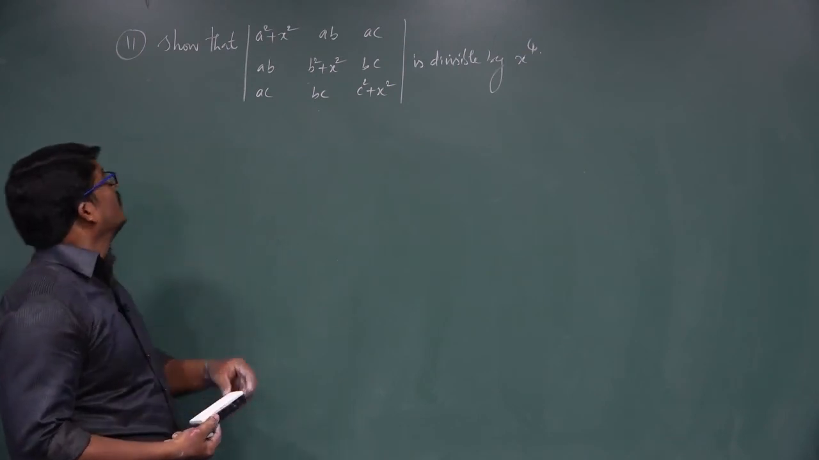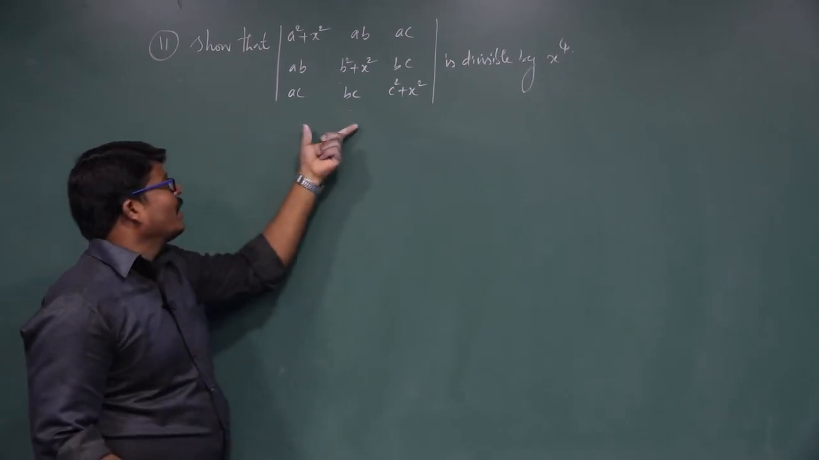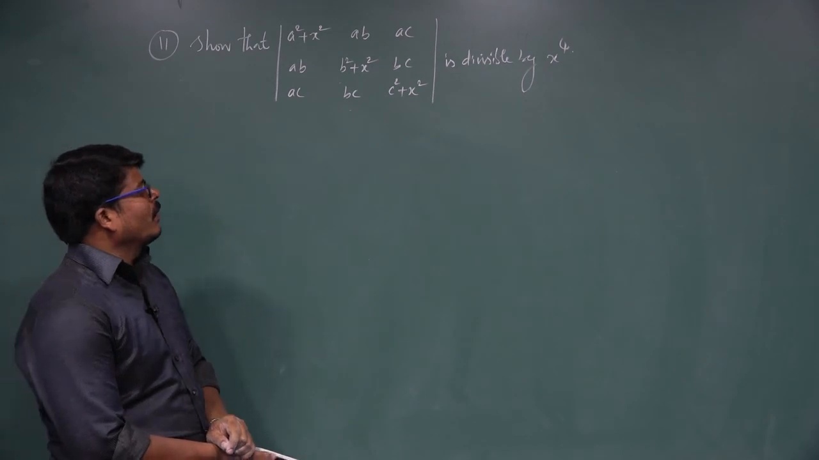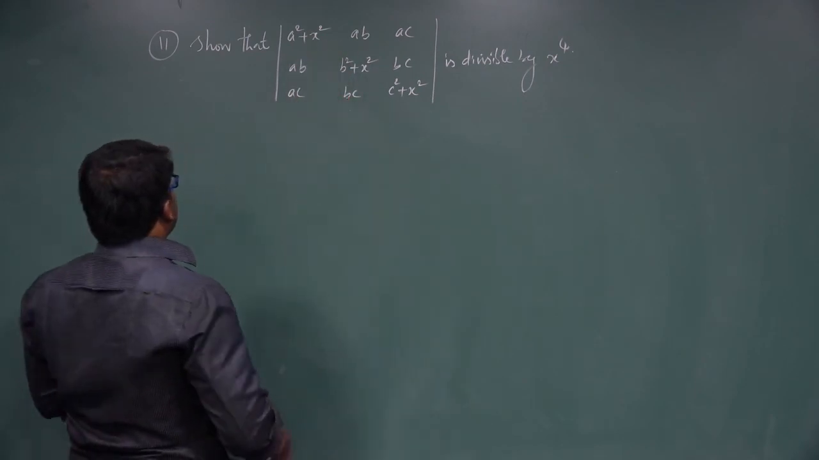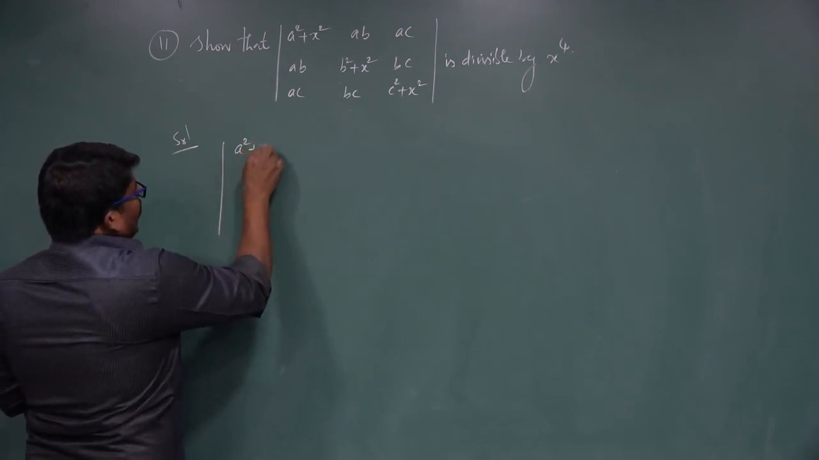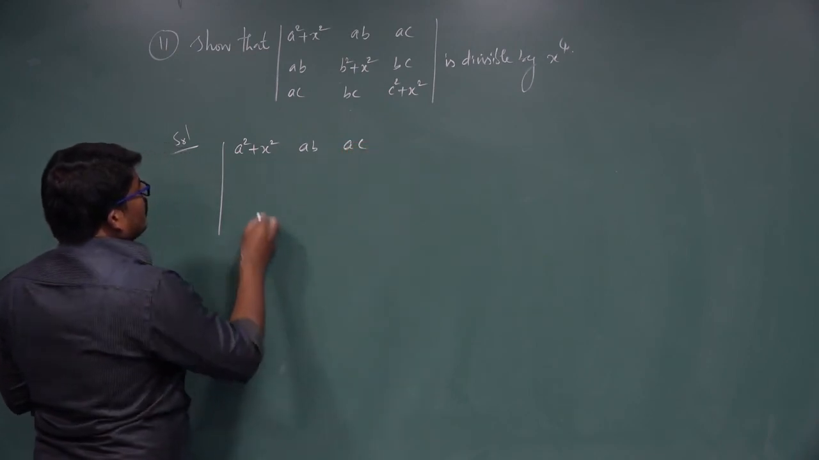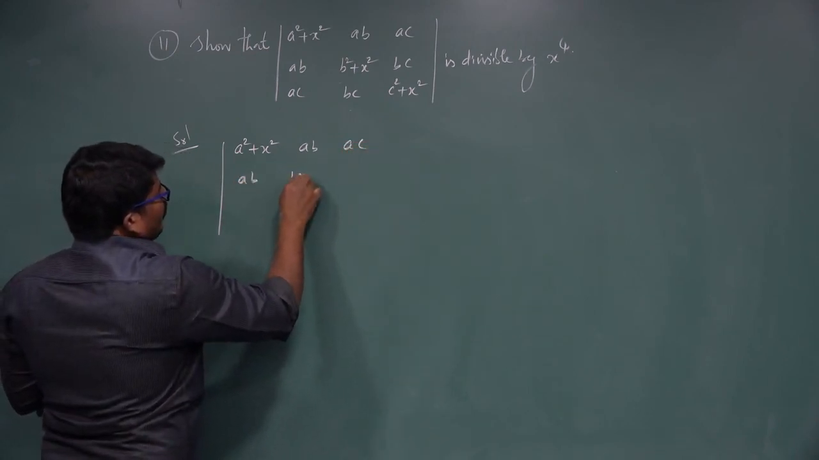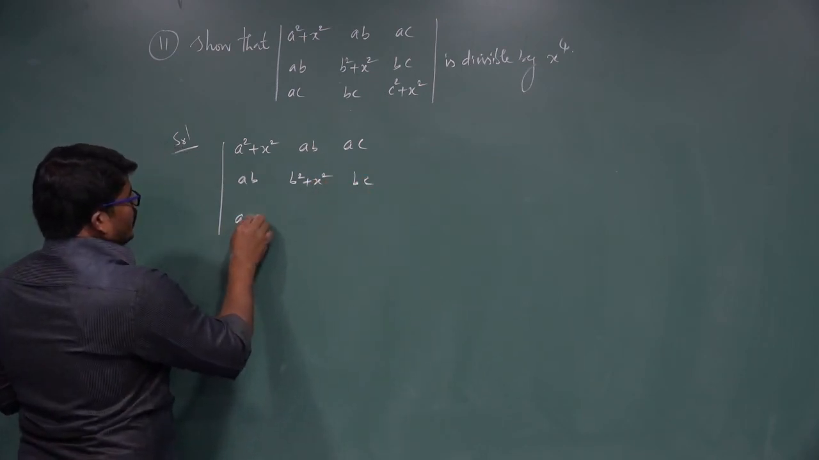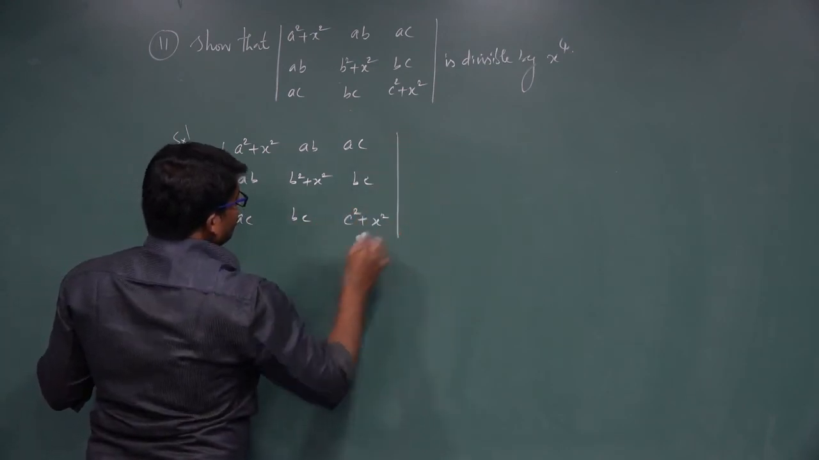Next problem, the 11th one. Show that the given determinant is divisible by x power 4. Taking the determinant: first row A square plus x square, AB, AC. Second row AB, B square plus x square, BC. And third row AC, BC, C square plus x square.